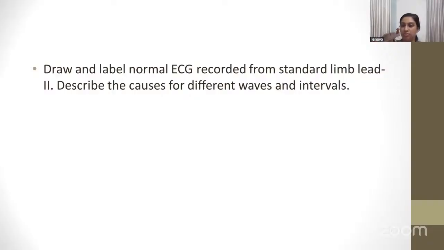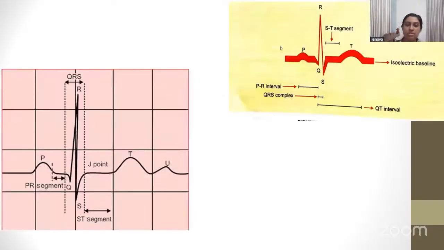So first you have to study the cardiac cycle in detail, and after that reading ECG will make things easier for you. Usually they ask you to draw the ECG and its different parts. You have to label different parts of the ECG and explain the causes of the different waves and intervals in ECG. So this is the normal ECG. We have the PR segment, QRS complex, S wave, etc.